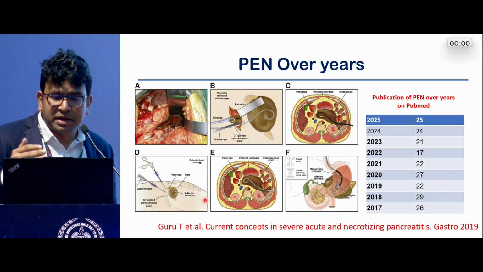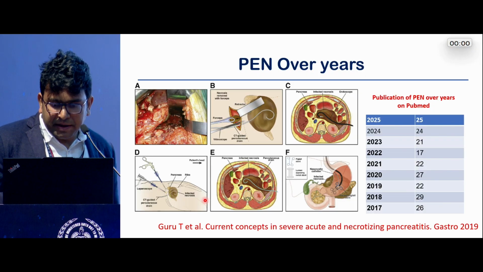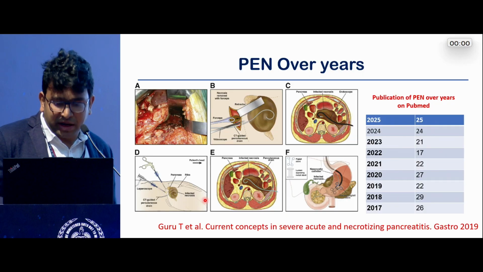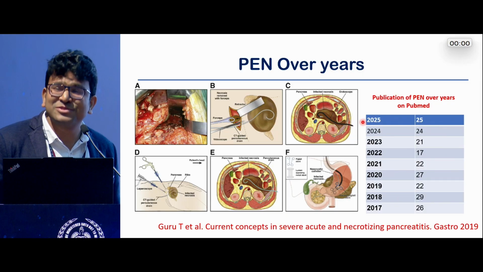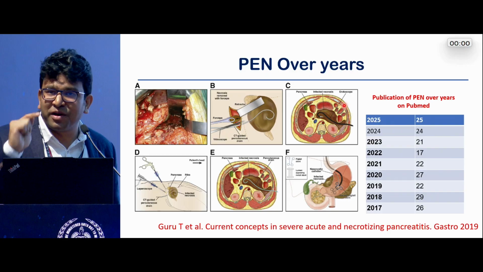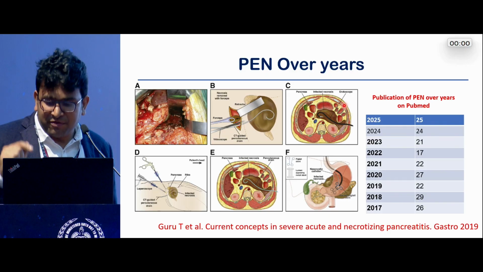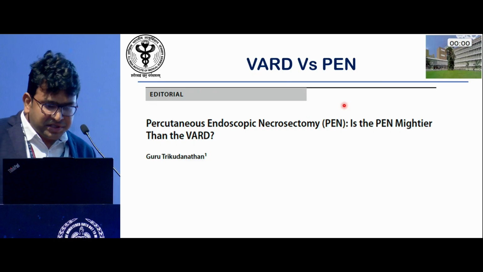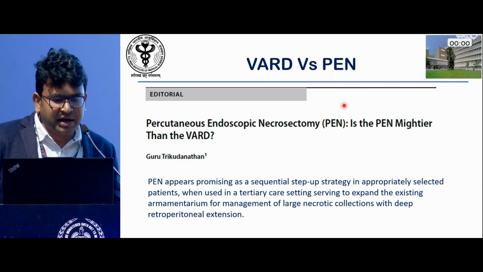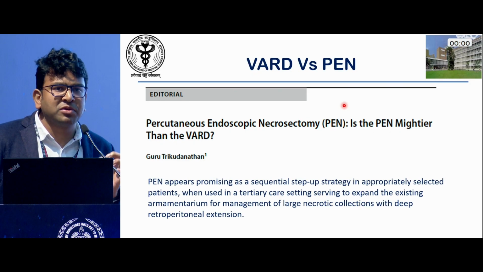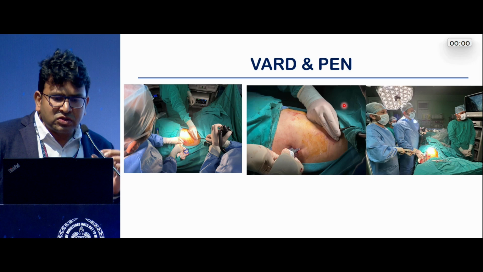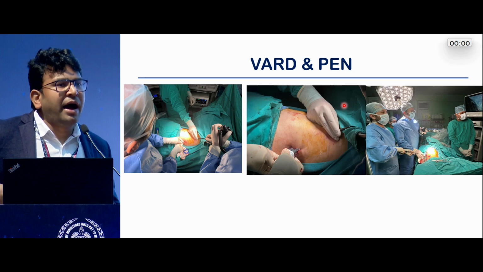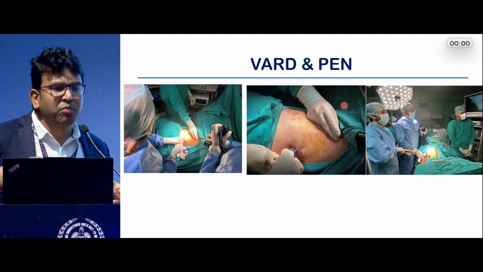We have 25 publications in PubMed, and in his review article in Gastroenterology in 2019, Guru gave this figure which shows PEN as one of the modalities for managing infected necrosis. And this is the editorial written by Guru, and he has clearly shown that it is one of the promising approaches in carefully selected patients. So do you need to compare VAD and PEN? I don't think we need to compare. We can combine both modalities.